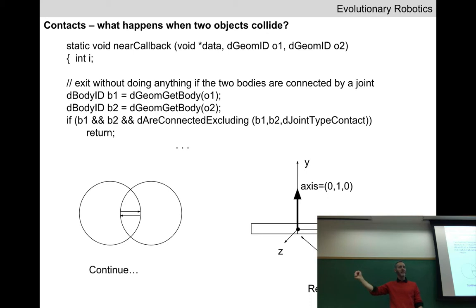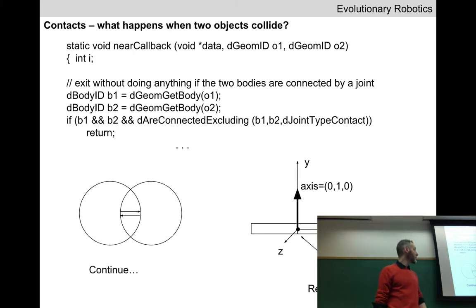So when that event happens, it triggers what's called a callback function, and in this case, it's a callback function for when two objects get near one another. So we don't even have two objects that have collided yet. We're just saying geom01 and geom02 here seem to be getting near one another. So what are we going to do about it?